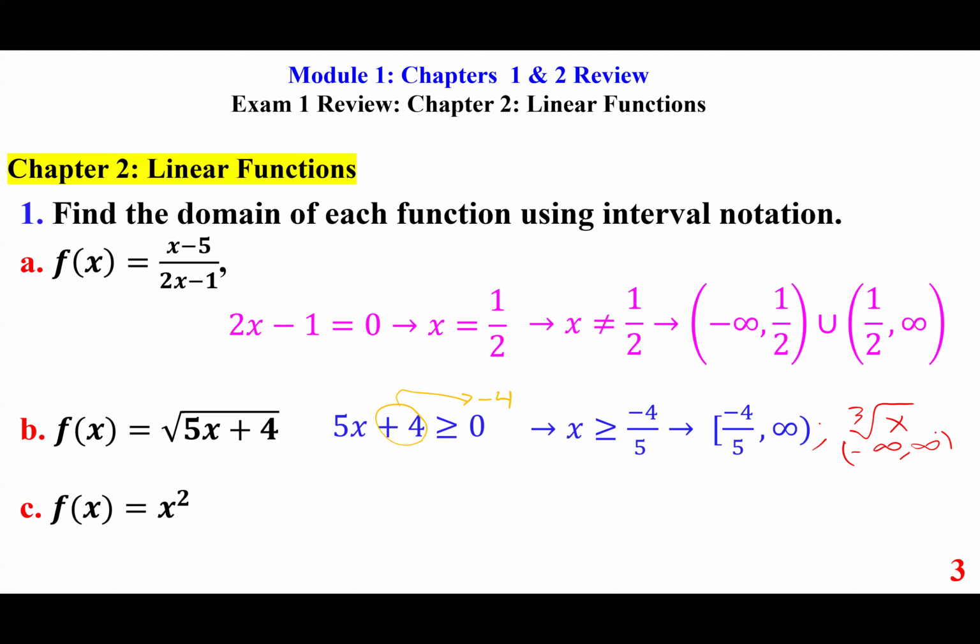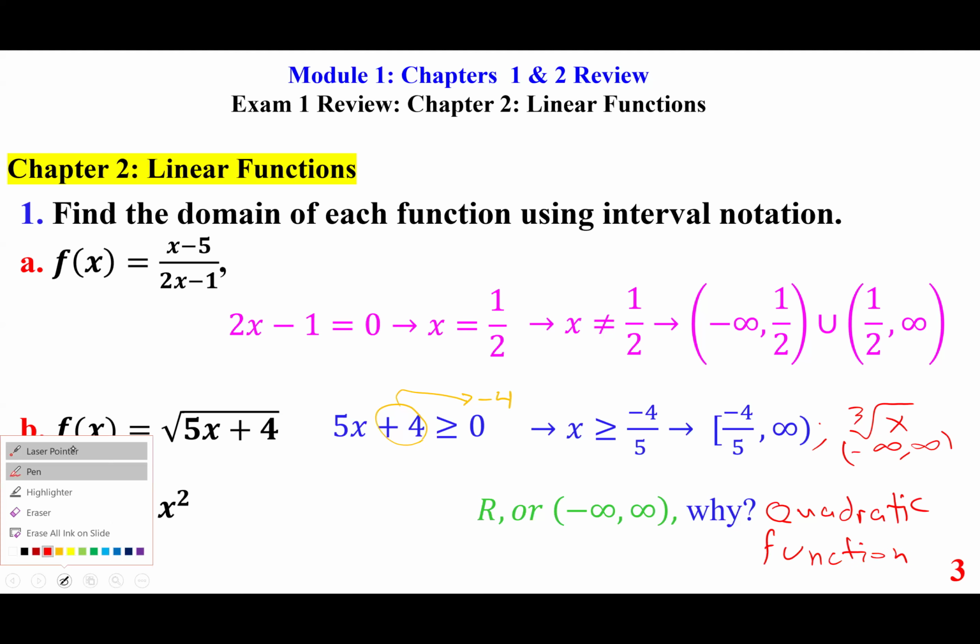Okay. f of x equals x squared is a polynomial of degree 2, or a quadratic function. The domain for all polynomials is all real numbers, from negative to positive infinity. So this is a polynomial of degree 2, or quadratic function. For any polynomial, the domain would be all real numbers.